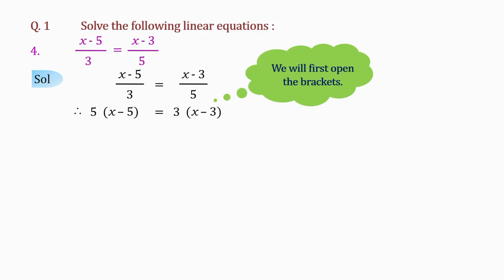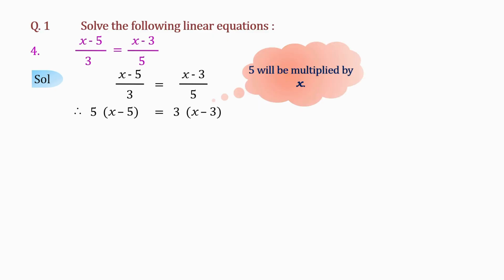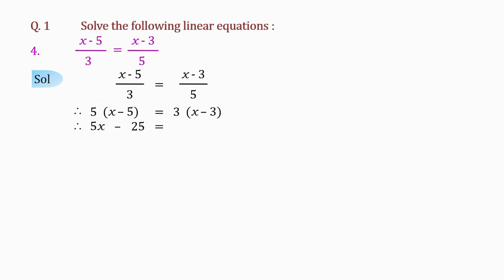So now we are going to open the brackets. 5 will be multiplied by x, and then 5 will be multiplied by 5. Similarly, we are going to open the brackets. 3 will be multiplied by x, and 3 will be multiplied by 3.